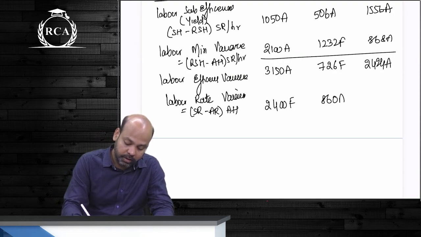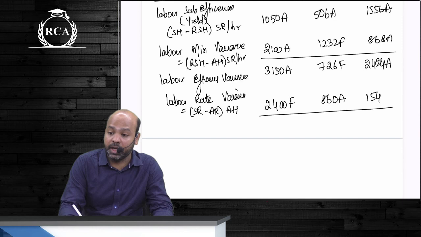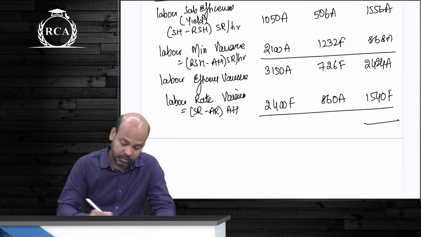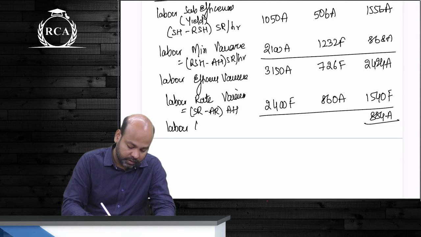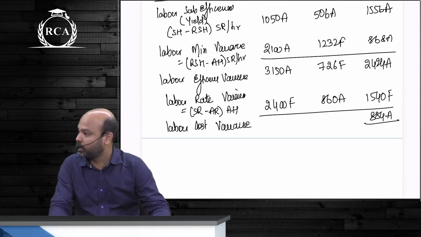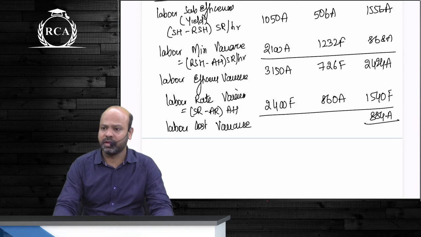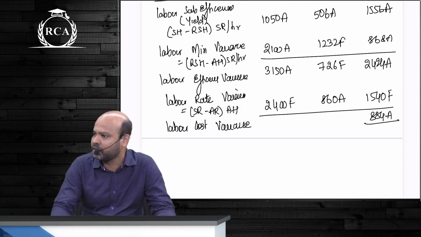Put together 1540. Labor cost variance, say it beta, direct last value: 884 adverse. We got all the answers, guys. Labor cost variance is 884 adverse. Any doubt in this part, guys?